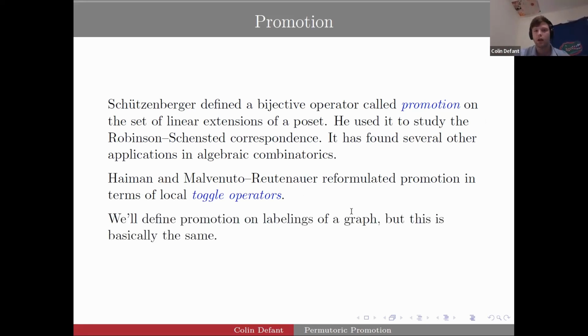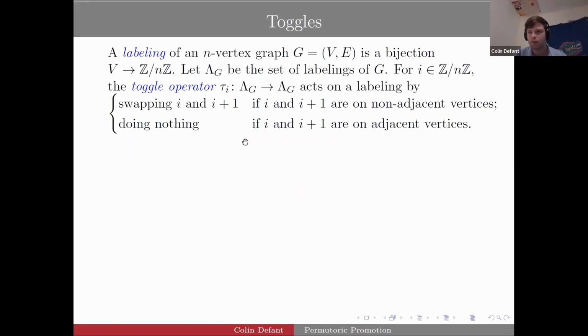And I'm going to define promotion on the set of labelings of a graph instead of linear extensions of a poset. But this is basically the same thing, so it's not really a big deal. Okay. So first of all, let me say what these toggles are. A labeling of an n-vertex graph G will be just a bijection from the vertex set to Z mod nZ. And I really want to use Z mod nZ here instead of like bracket n, because I want this to be a sort of cyclic object, because I'm going to define a sort of cyclic analog of promotion. Okay, so let me define Lambda(G) to be the set of labelings of G.